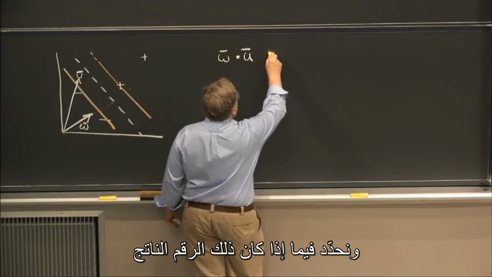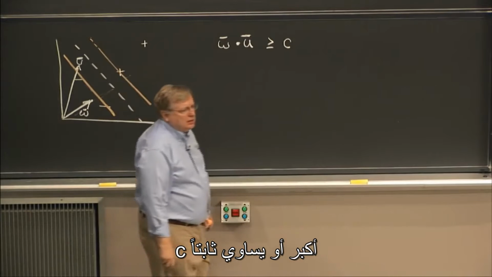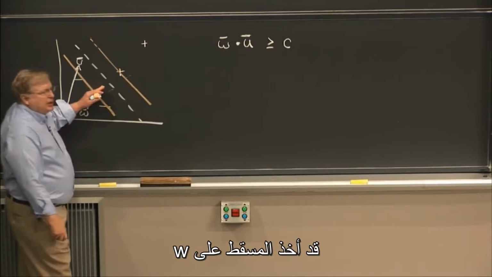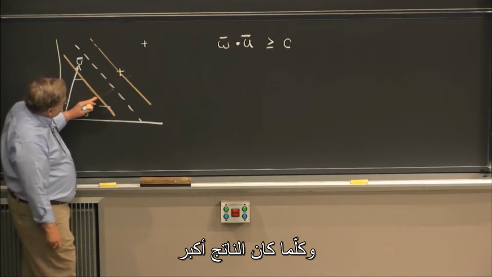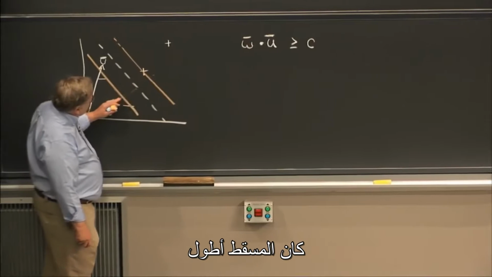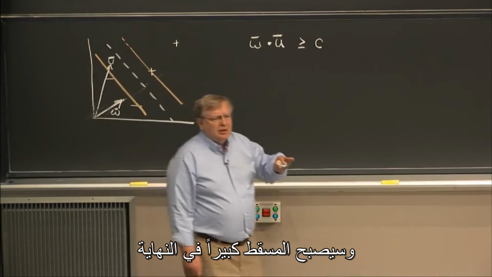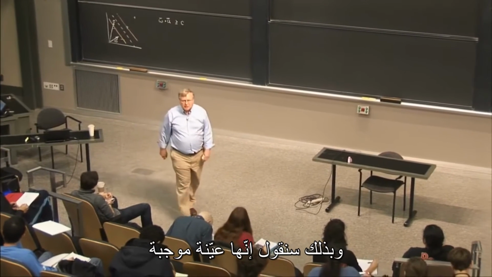and measure whether or not that number is equal to or greater than some constant c. So remember that the dot product is taking the projection onto w, and the bigger that projection is, the further out along this line the projection will lie, and eventually be so big that that projection crosses the median line of the street, and we'll say it must be a positive sample.